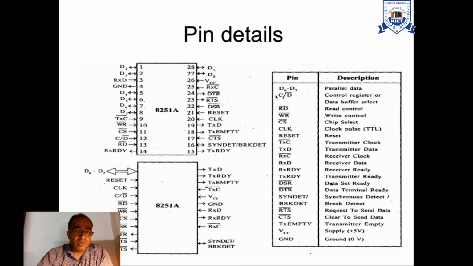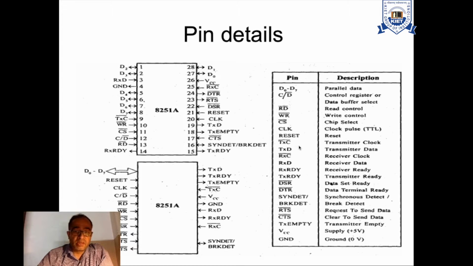Now let's talk about C/D bar. This is used for control register or data buffer select. Then you have RD bar, which is used for read control. WR bar is for write control. CS bar is for chip select. CLK is for clock pulses. Reset is to reset the 8251A.